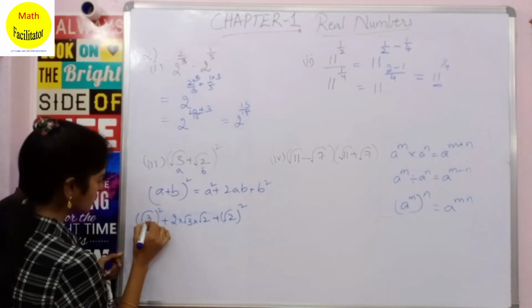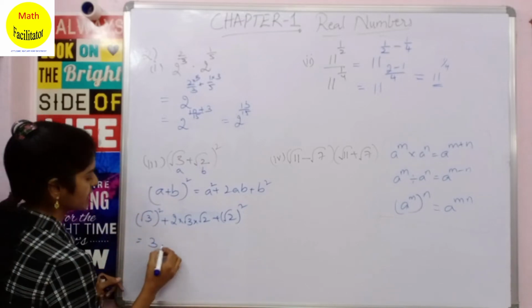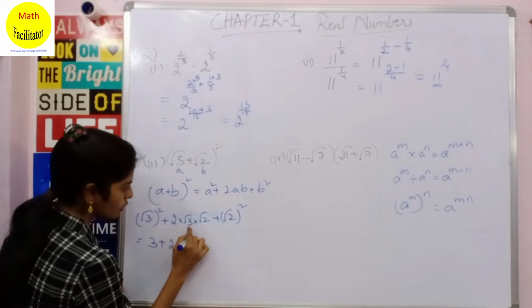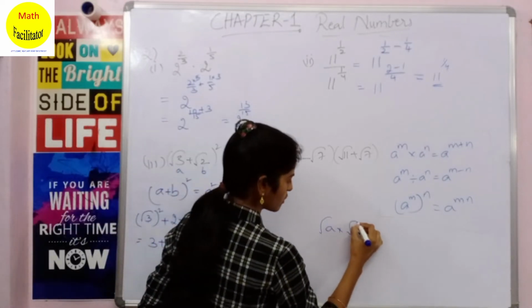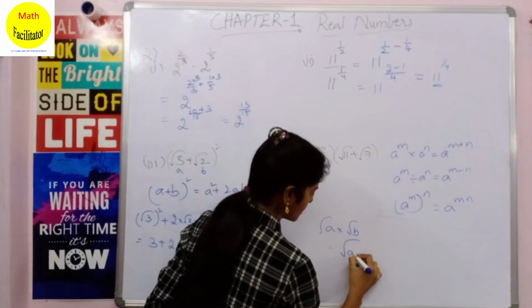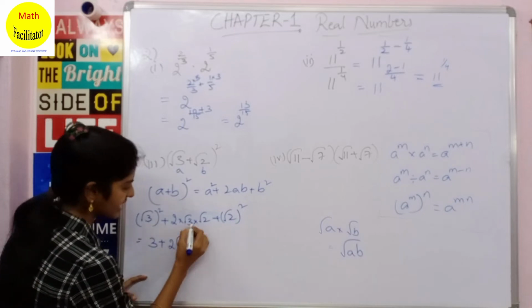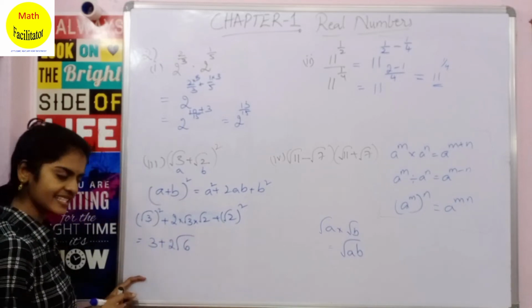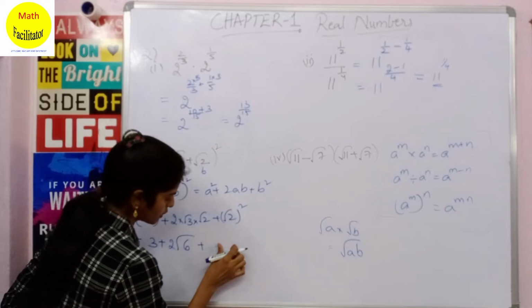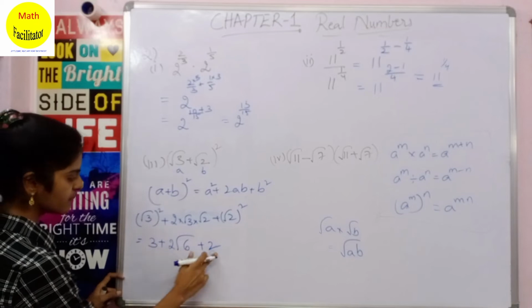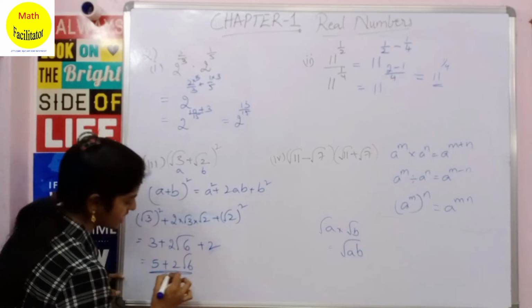So root 3 whole square is nothing but 3. Square and square root get cancelled. Plus 2 root 3 into root 2. So this is root a into root b. You have learned that it is root ab. Root a into b. So it is root 3 into 2. 3 into 2 is what? It is 6. So plus you have root 2 whole square. So it is 2. Clear? So now 3 plus 2 is what? It is 5 plus you have 2 root 6. So it is 5 plus 2 root 6.